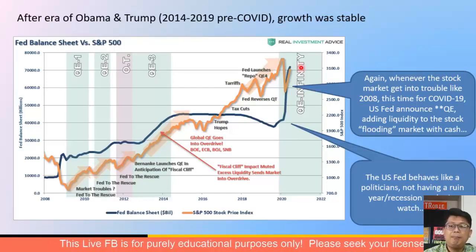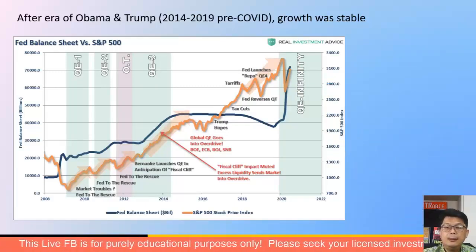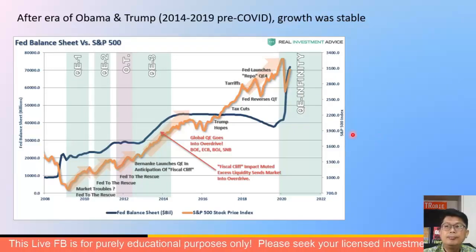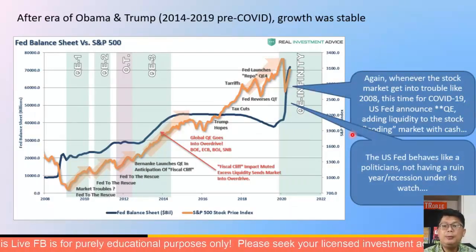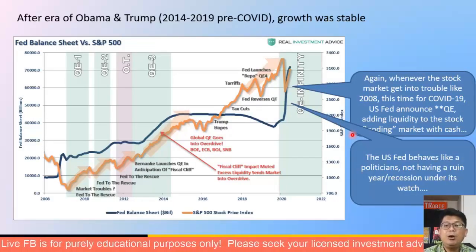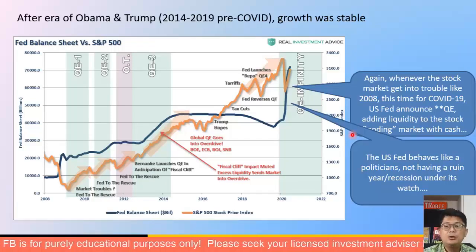The US Fed behaves like a politician, which means they don't want a ruined year or a recession under their watch. So even this correction that you see, we don't think it's going to be correcting a lot more.